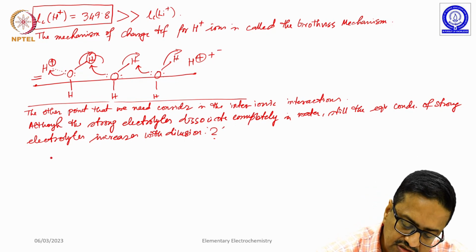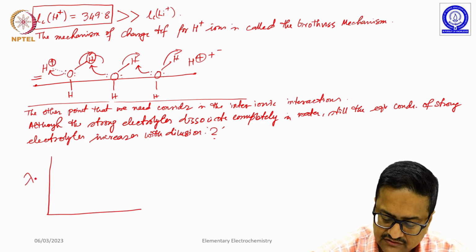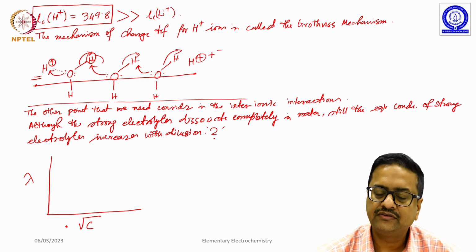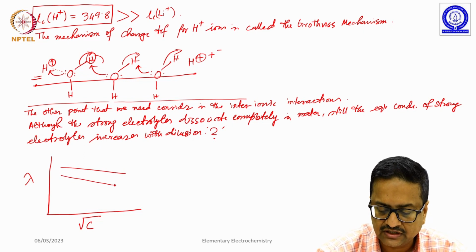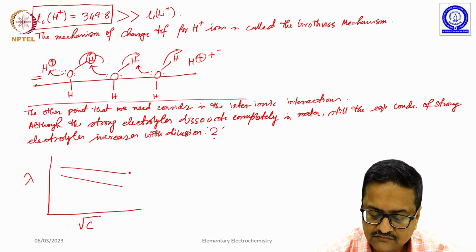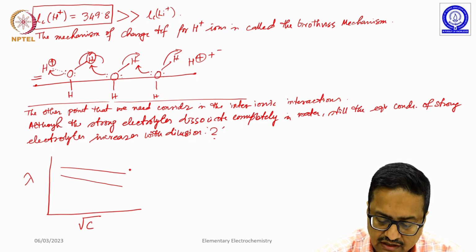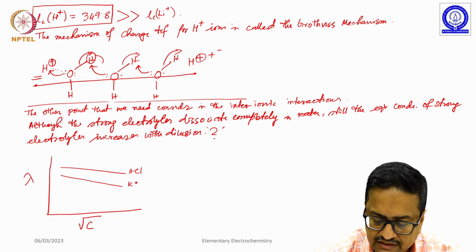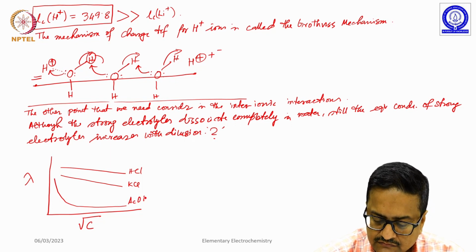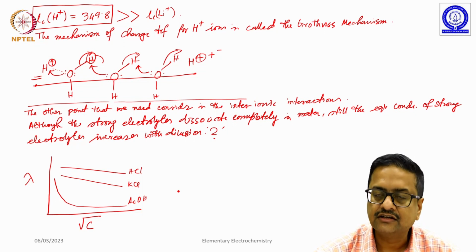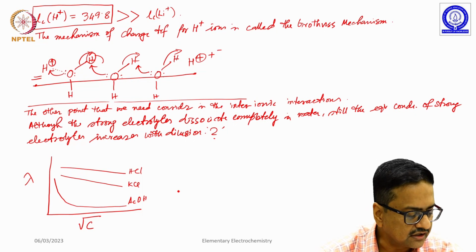If you remember the plot that I had shown for strong and weak electrolytes, lambda varies with square root of c, and you get this kind of plots for different strong electrolytes. I think this will be HCl, this is KCl, and for weak electrolyte acetic acid it was like this. So, what is the reason for that kind of increase in equivalent conductance with dilution?